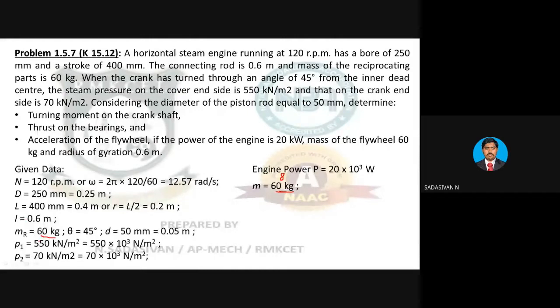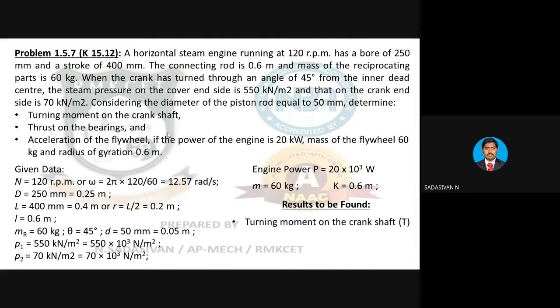Okay. So MR is the inertia mass, and this mass is not going to come into the problem until we solve for the last subdivision. So for these two subdivisions, you don't need the mass of the flywheel. Okay. So don't consider this flywheel mass as of now. Just keep it in the given data. The last data is radius of gyration is 0.6 meter.